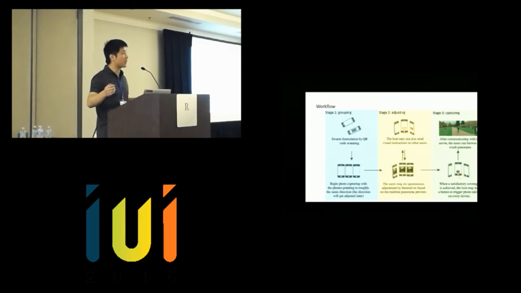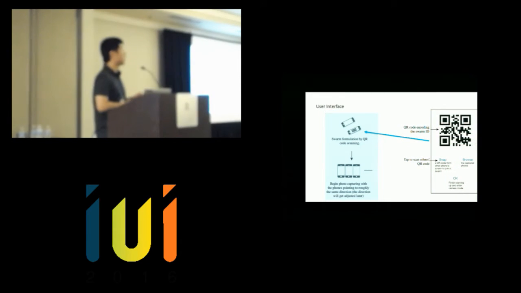More specifically, this workflow is divided into 3 stages. First, the users form a swarm by scanning their QR code. The second is they adjust their position and angle to get ready for the panorama stitching. And the third is all of the devices take a photo at the same time.